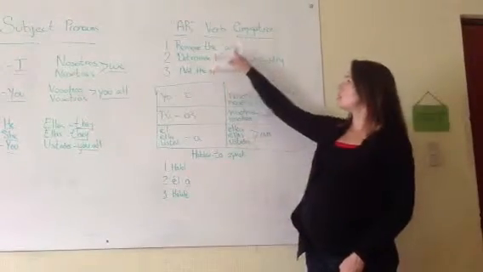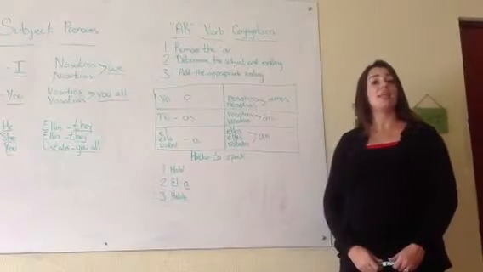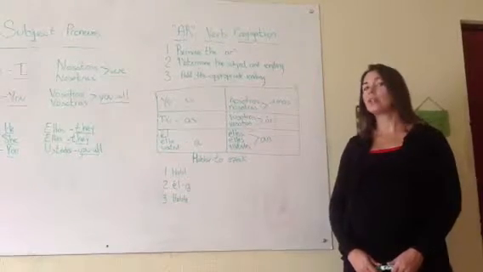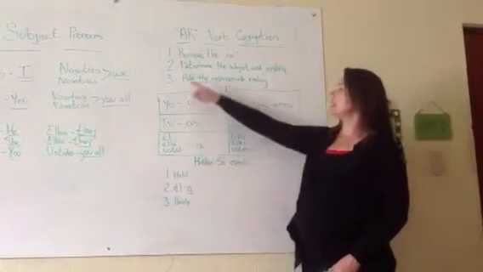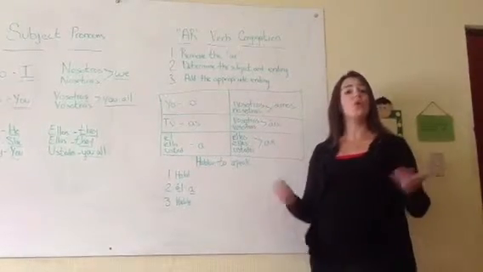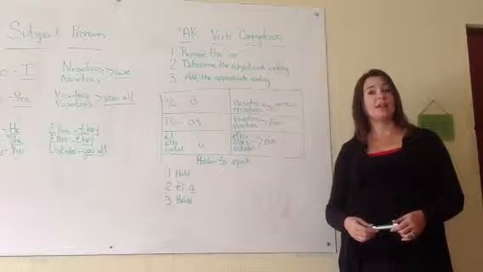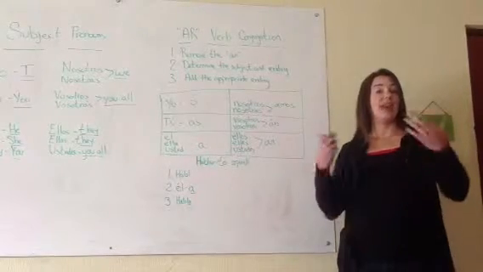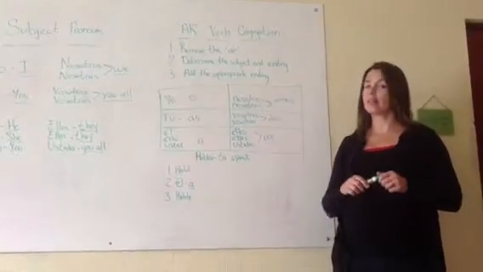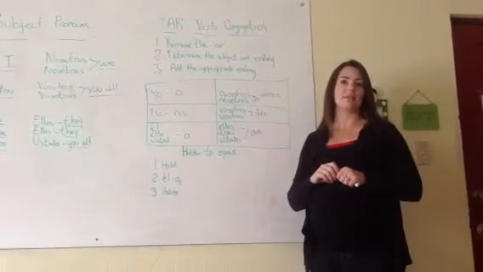Step number 1 is to remove the AR from the verb. If you have a verb, such as estudiar, you need to remove the AR in order to conjugate it. The second step is to determine the subject and the ending. Who is doing the action? If the verb is estudiar, to study, is it I study, you study, he studies, etc.? And the third step is to add the appropriate ending.